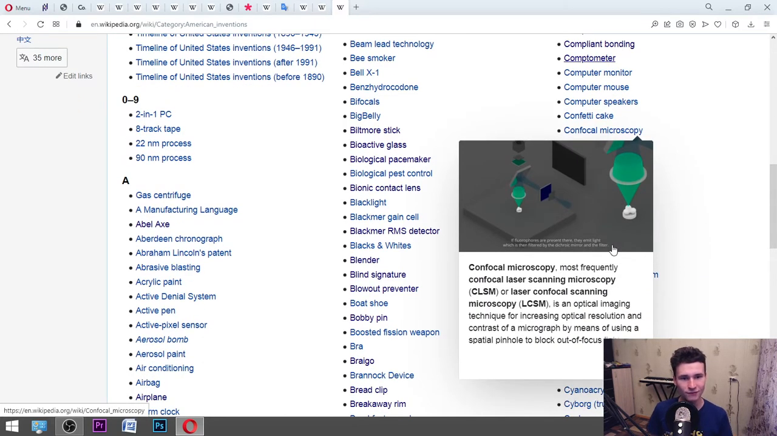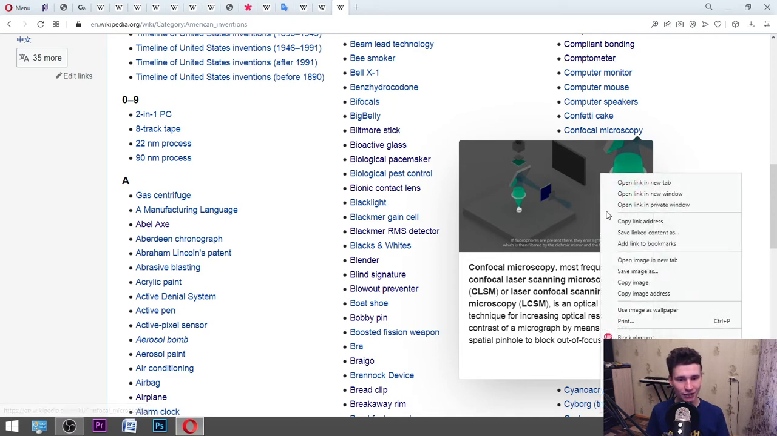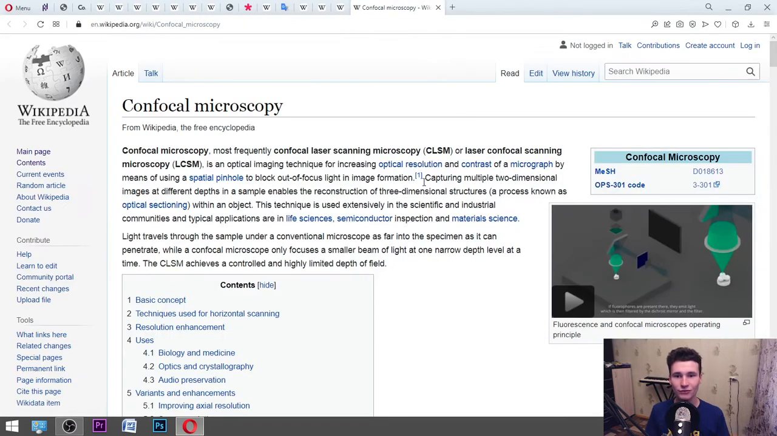Confocal microscopy, most frequently confocal laser scanning microscopy, CLSM, or laser confocal scanning microscopy, is an optical imaging technique for increasing optical resolution and contrast of a micrograph by means of using a special pinhole to block what? To block what? Let's continue. In the meaning of special pinhole to block out unfocused light in image formation.